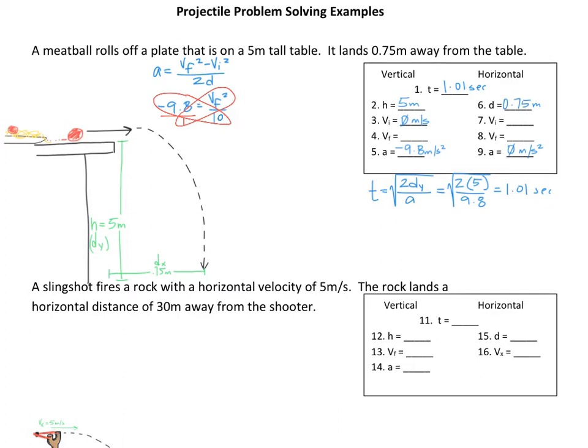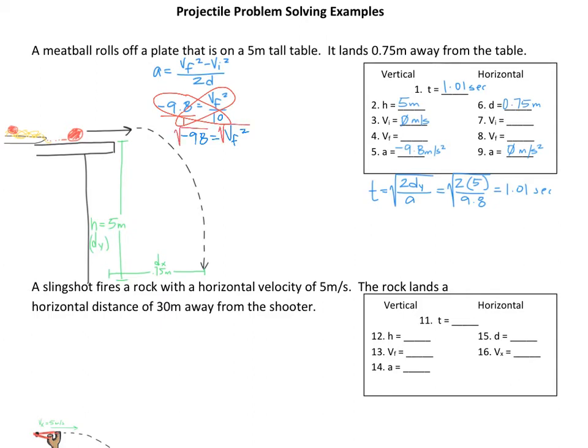So when I multiply negative 9.8 times 10, I get a negative 98. And 1 times VF squared is just VF squared. Well, in order to get VF by itself, I need to take the square root of both sides. So I'm going to take the square root of the right, square root of the left.